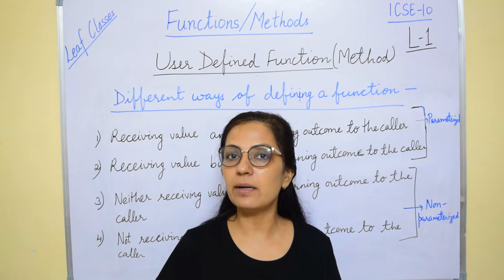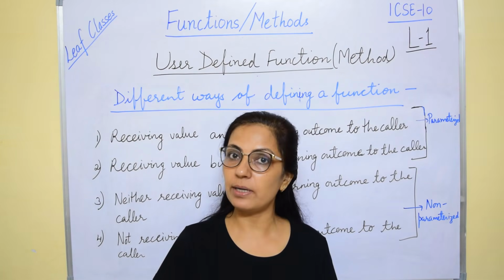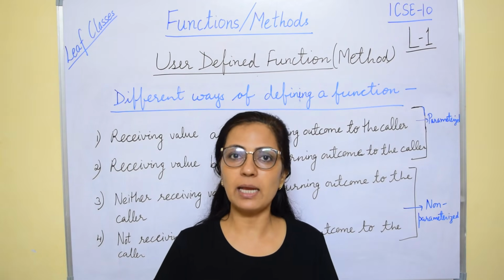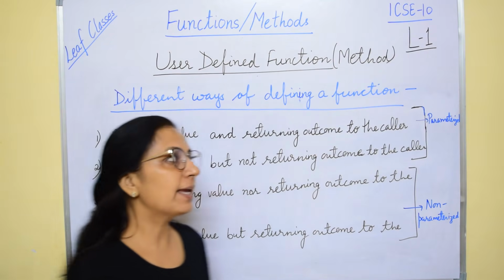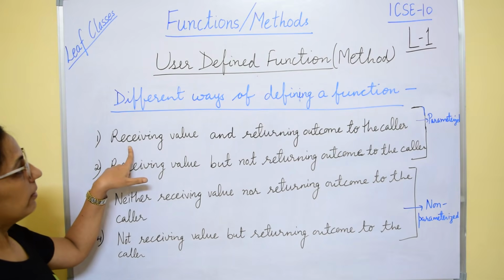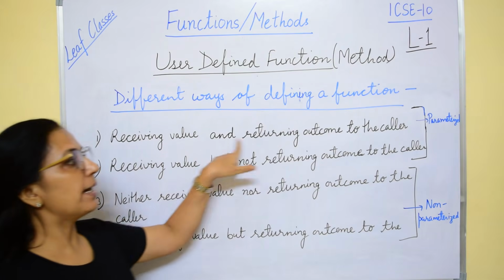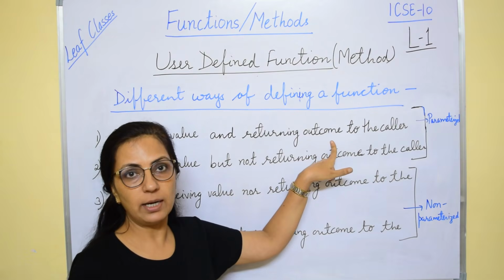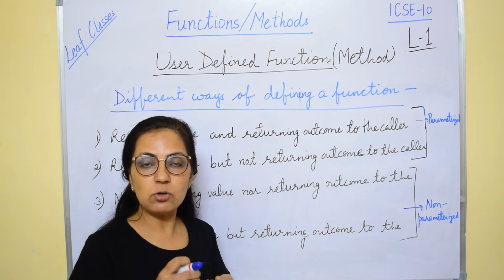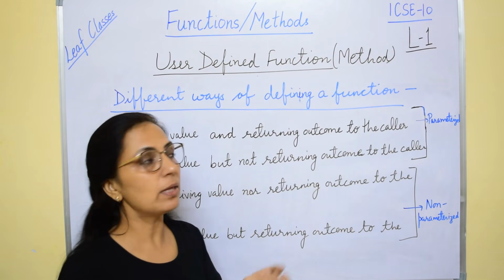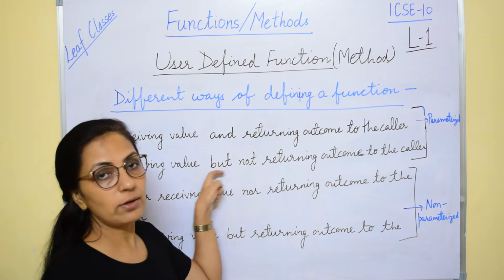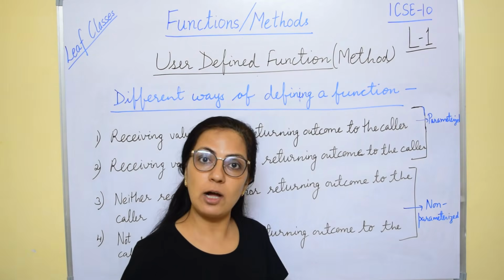There are different ways of defining a function. Few functions may return a value, few functions may not return a value. Few functions take some parameter, few functions do not take any parameter. So if we categorize, we have 4 different categories. First way is receiving values and returning outcome to the caller. The function which we are writing is receiving values and is also returning some value to the caller function. The second is receiving values but not returning any outcome to the caller function.